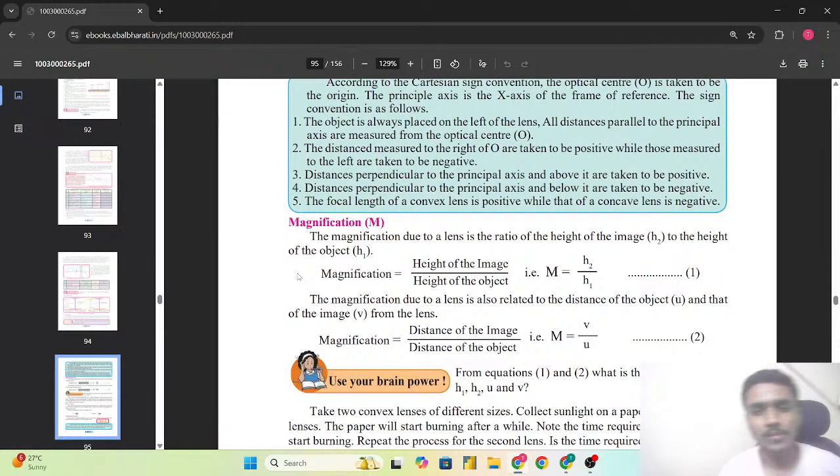Next is that of the magnification. So the magnification due to a lens is the height of the object.